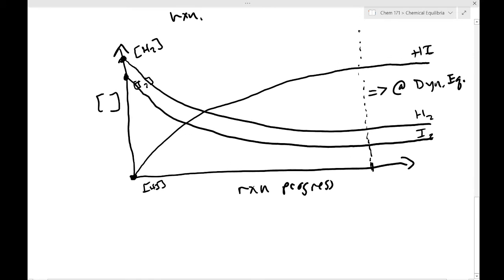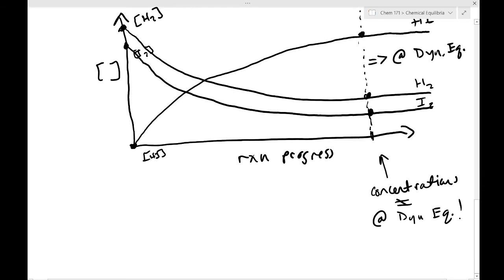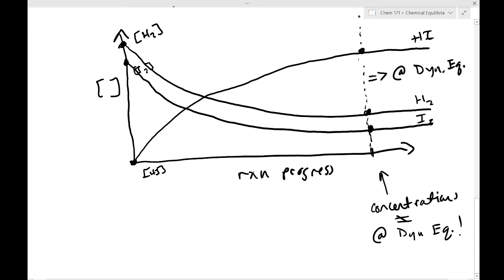One thing I want to point out, and that's really obvious here and sometimes confuses people, is that concentrations are not equal at dynamic equilibrium. The concentrations of all of the species are not at all equal at dynamic equilibrium. That's not what dynamic equilibrium is saying. What dynamic equilibrium is saying is that they don't change with respect to time. So the concentrations remain constant in time. They are not equal, but they remain constant in time.